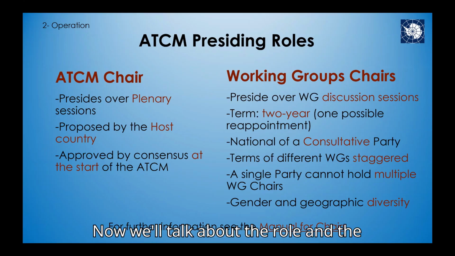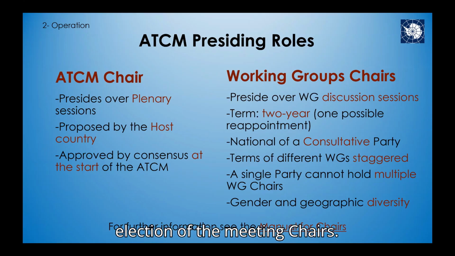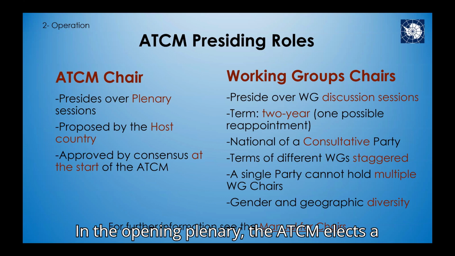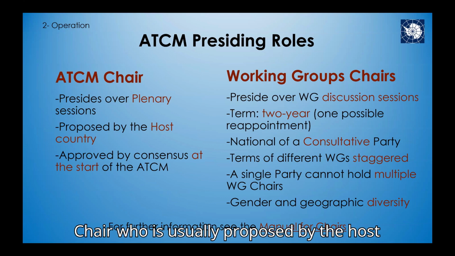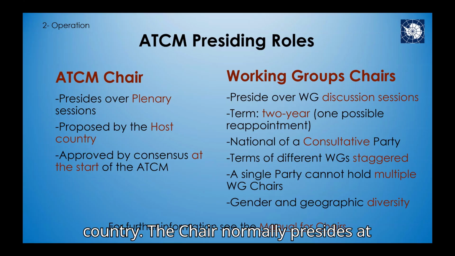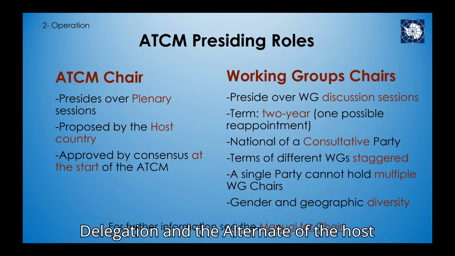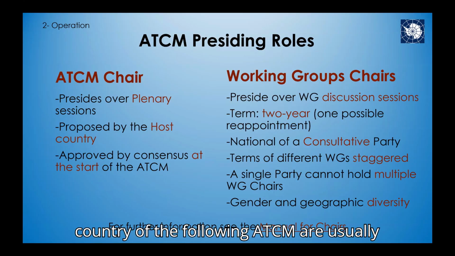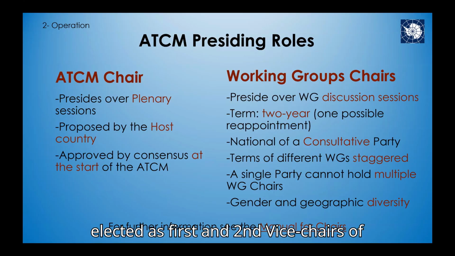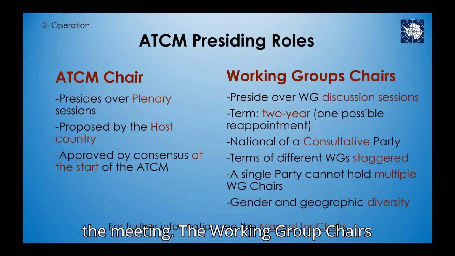Now we'll talk about the role and the election of the meeting chairs. In the opening plenary, the ATCM elects a chair, who is usually proposed by the host country. The chair normally presides at all plenary sessions. The head of delegation and the alternate of the host country of the following ATCM are usually elected as first and second vice chairs of the meeting.